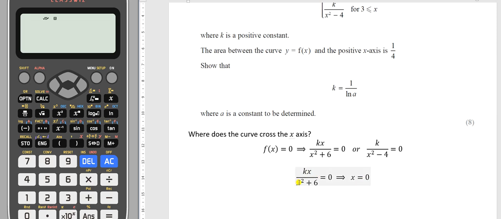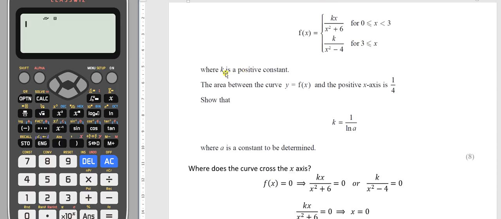Another way to look at it is you could multiply both sides of the equation by x squared add 6, and that would make the denominator disappear from the left-hand side. It would also disappear from the right because the right's got a 0 on it, and you're left with kx equals 0. What about the other one, k over x squared minus 4? Well, by the same token, this can only be 0 if k is 0.